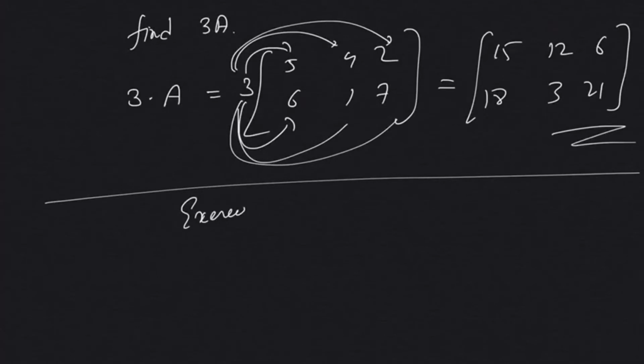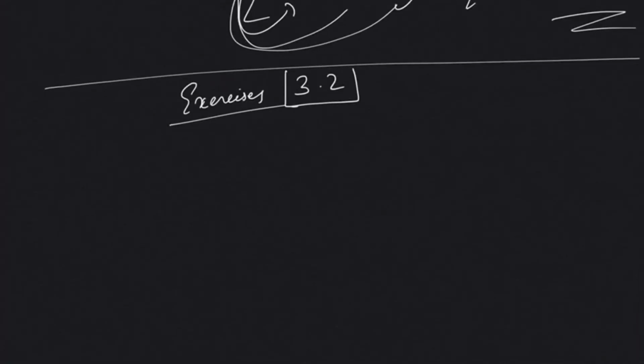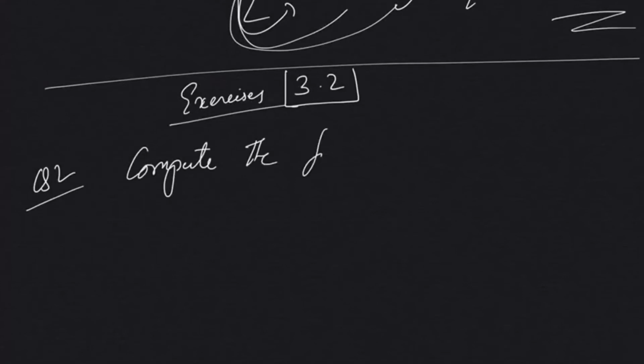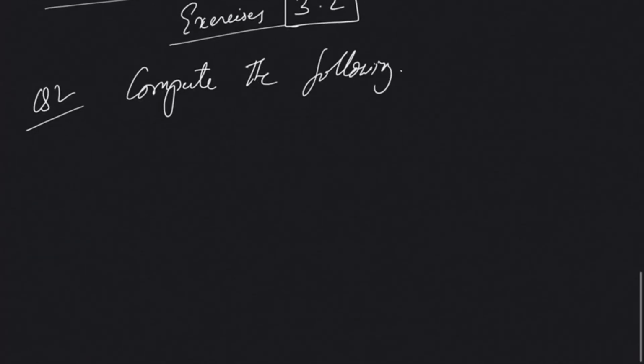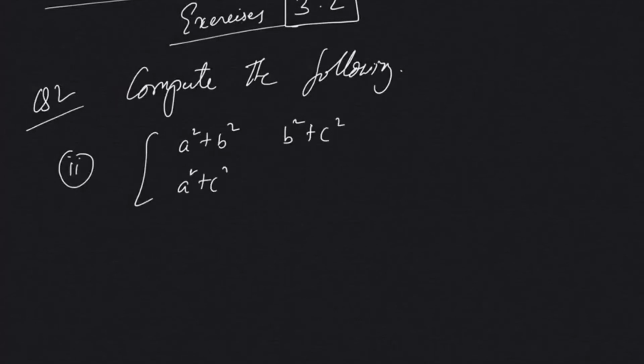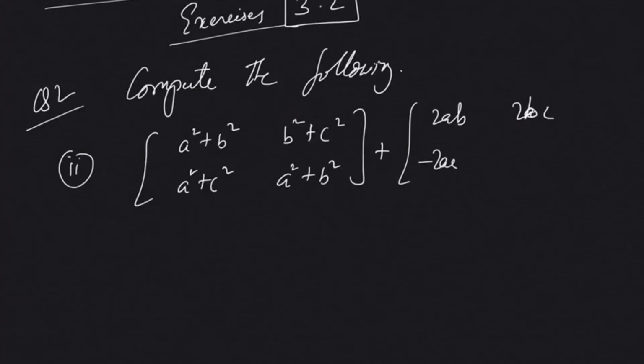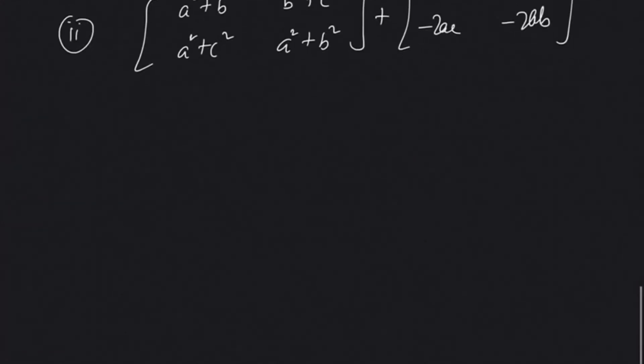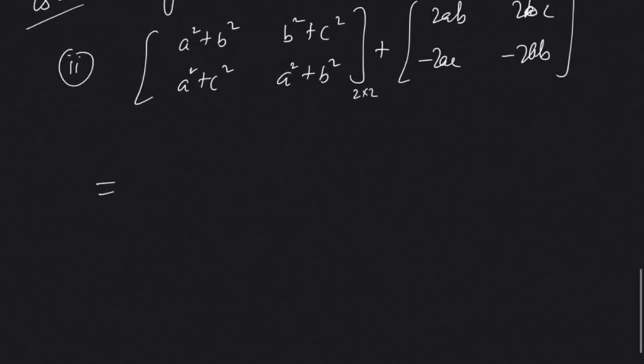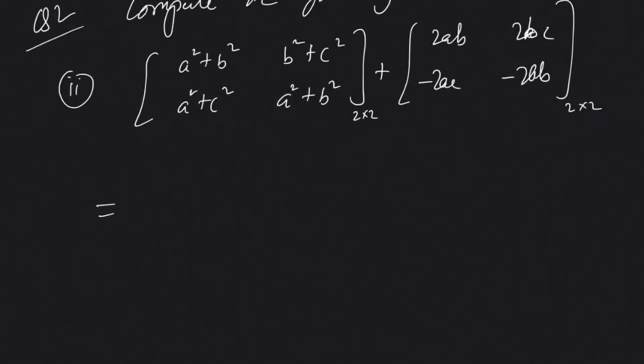So based on this topic today, let us try to solve some questions from exercise 3.2. Question number 2 states, compute the following: A square plus B square, B square plus C square, A square plus C square, A square plus B square, plus twice AB, twice BC, minus twice AC, minus twice AB. We can see that both these matrices are of order 2 by 2, so they are conformable. I mean, they can be added because they are comparable.